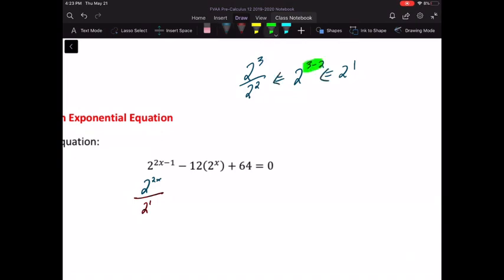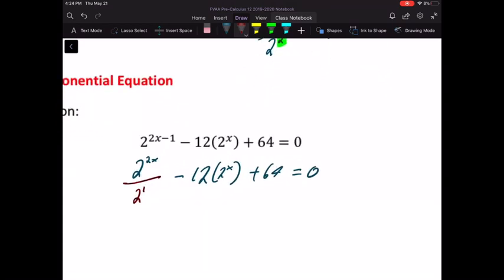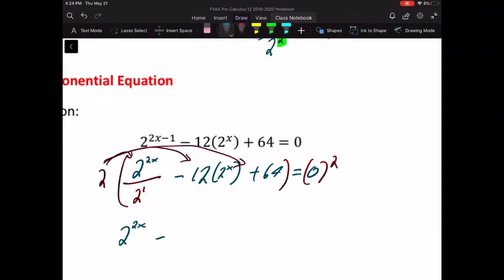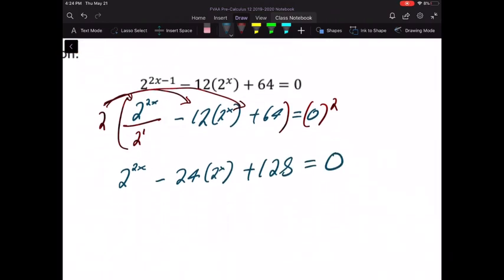So here, all I did was work backwards. I went from something in this form to something in this form. And then the rest doesn't change: minus 12 times 2 to the x plus 64 is equal to 0. To get rid of my denominator, I multiply both sides by that 2. What that gives me is 2 to the 2x minus, now that this 2 has to be distributed, 2 times negative 12 is negative 24, times 2 to the x, plus 128 is equal to 0. All right, so that's the first step.